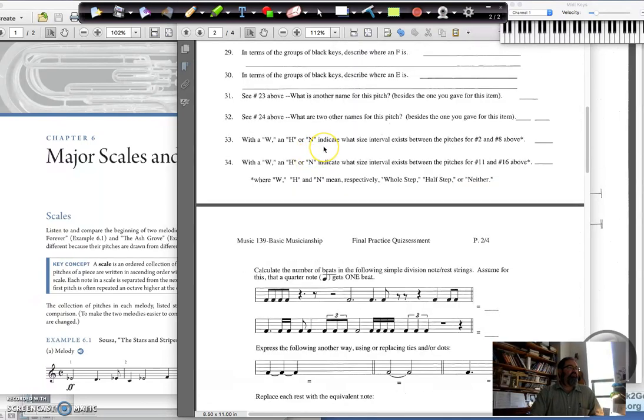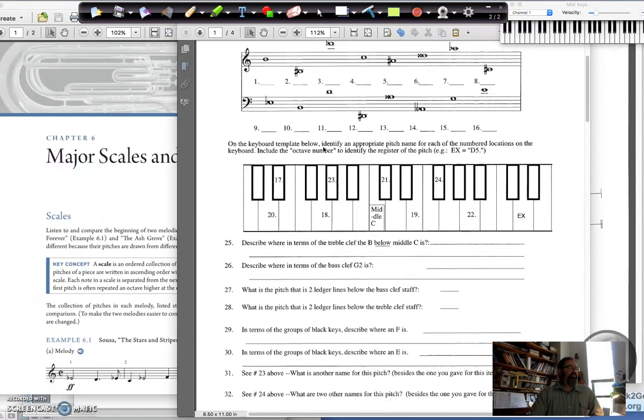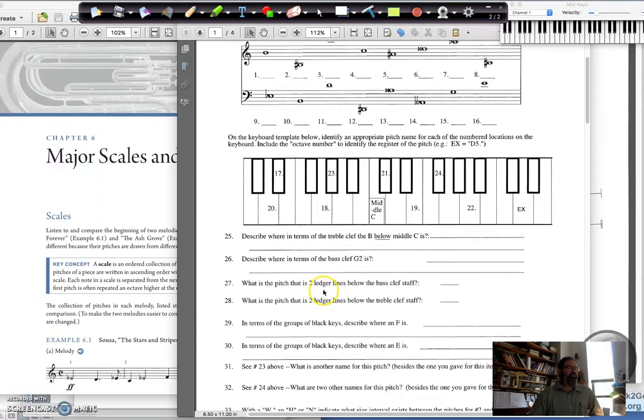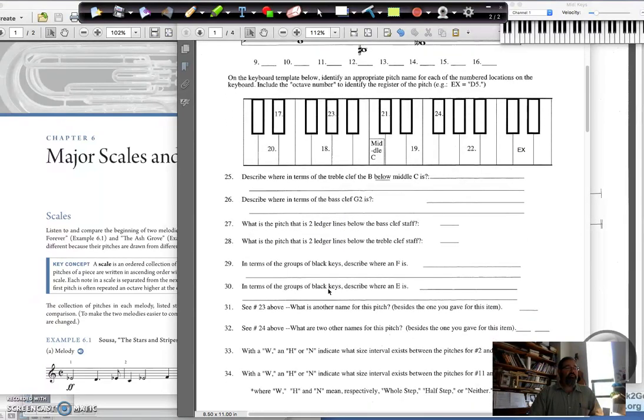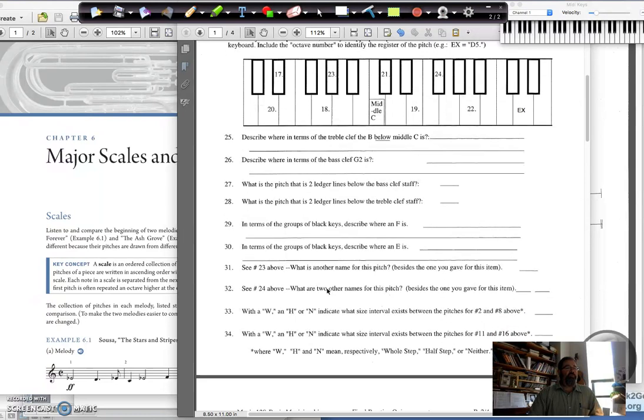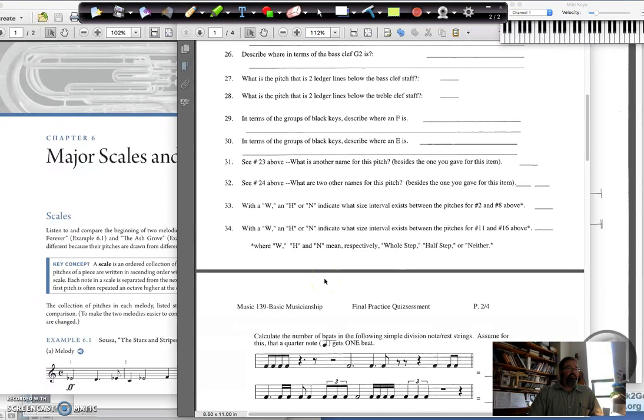So it was the pitch that is 2 ledger lines below the bass clef staff, whereas the pitch is 2 ledger lines below the treble clef staff. Note that the pitch that is 2 ledger lines below the treble clef staff could be notated on the bass clef, and more oftentimes is. But sometimes you have to play it, and it's a treble clef note. Pianists would have to do this oftentimes. Altos and tenors sing below the treble clef all the time.